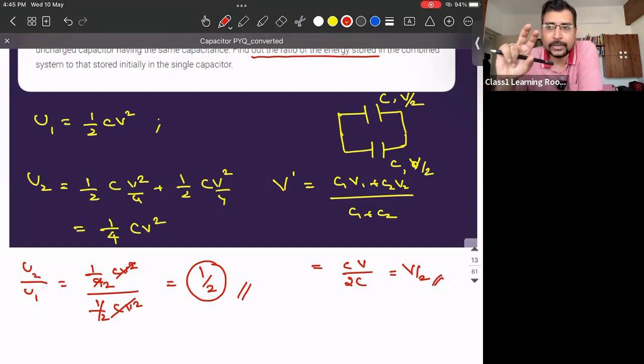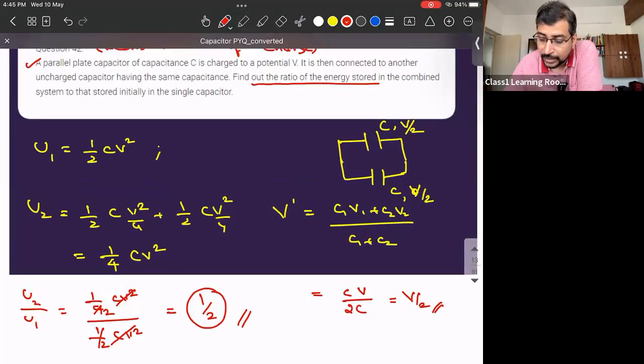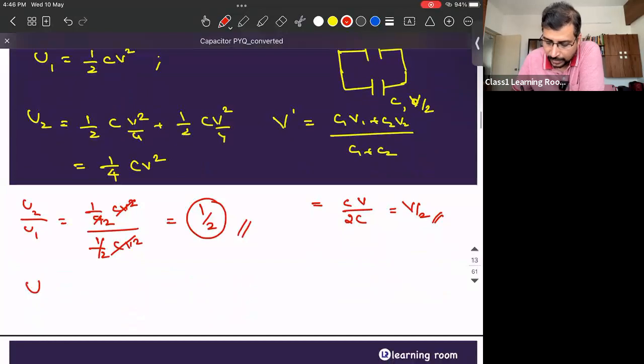So if at all this kind of question comes in MCQ, you can remember it as 1/2. But you need to be careful with one thing. If they ask you the ratio of the final to the initial, it is 1/2. If they ask you the ratio of the initial to the final, it is 2:1. You're clear with what I'm saying? So this is very, very important to be noted. Energy final divided by energy initial is 1/2. Energy initial by energy final is 2/1.